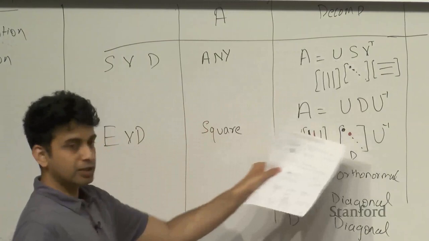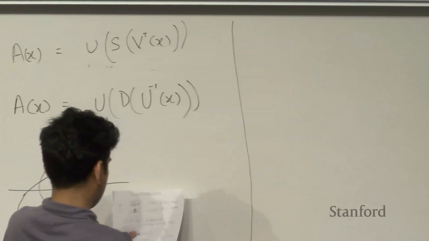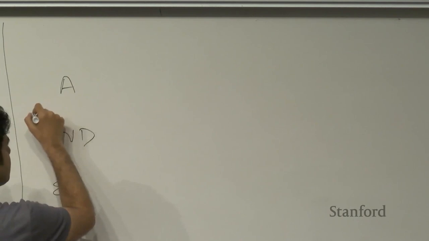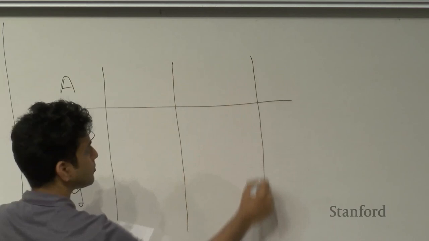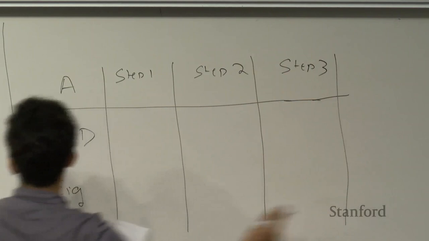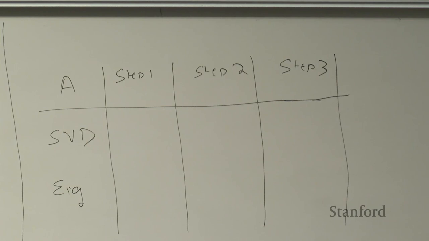Now, it's kind of interesting to see how these are related. Let's call this A, the SVD. I'm going to call this step 1, step 2, and step 3. Step 1 corresponds to what happens when you take the first piece and look at its action on x. Step 2 is take the output of step 1 and run it through the next matrix, and step 3 is take the output of step 2 and run it through the third matrix.